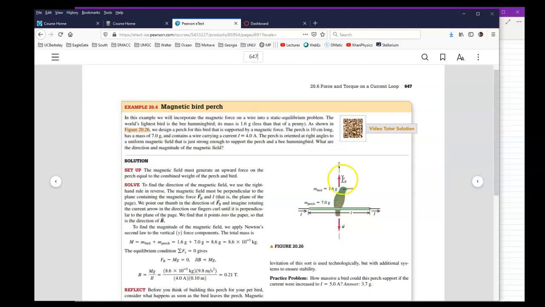But let's continue reading. As shown, we design a perch for this bird that is supported by the magnetic force. The perch is 10 centimeters long and has a mass of 7 grams. Okay, that's the mass of the perch, and contains a wire carrying current of 4 amps. Okay. The perch is oriented at right angles to the uniform magnetic field and is just strong enough to support the perch and the bee hummingbird. What are the direction and magnitude of the magnetic field? Okay, so let's find the magnitude. I mean, the direction here requires that you have to do the right-hand rule. So how do we do this problem?